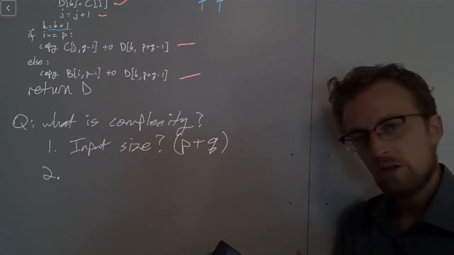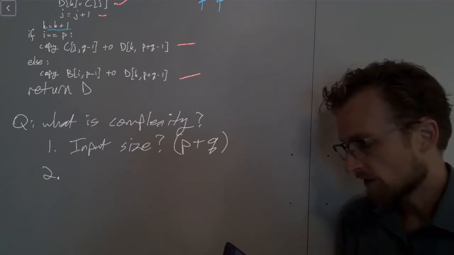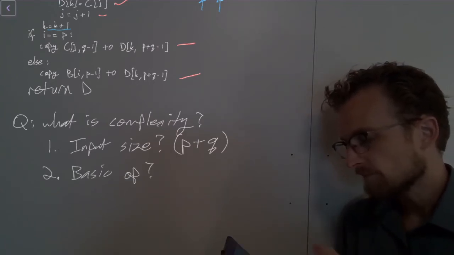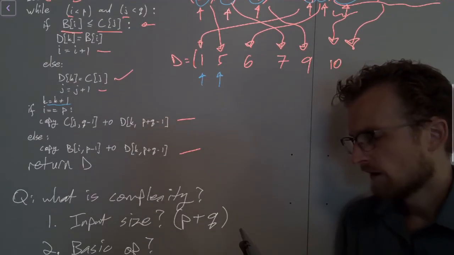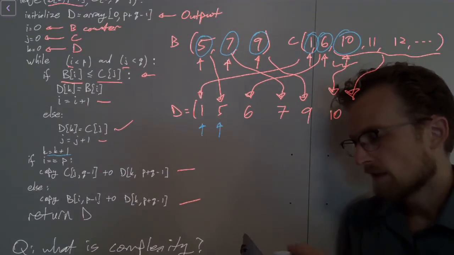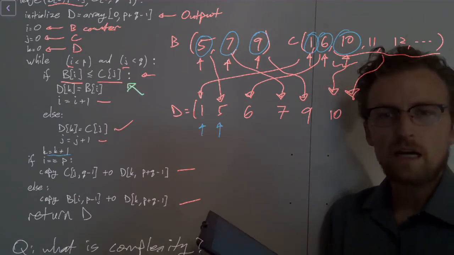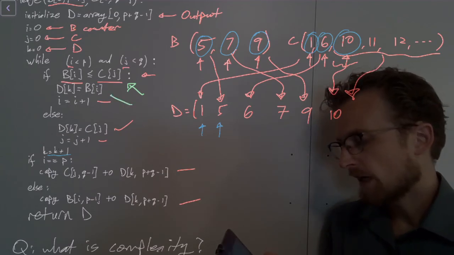And then question 2 is, what's the basic operation? So there's a couple candidates here. You could think of it as the comparison. Comparisons are always a decent basic operation. You could think of it as a copy.